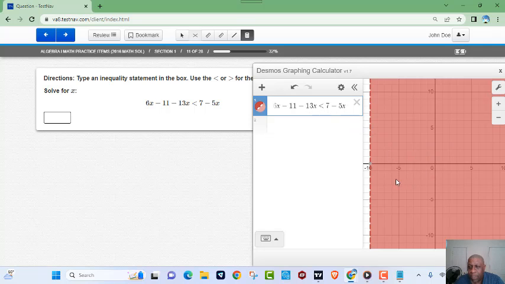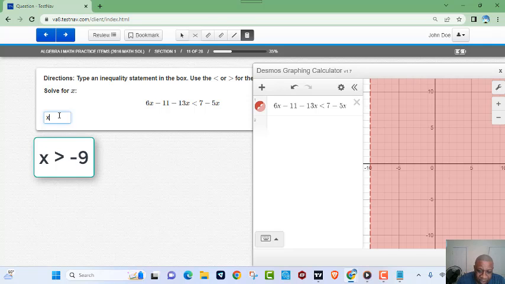All right, so Desmos is showing us a shaded graph, and it's on -9, and then it's shaded up. So it looks like x is greater than -9, because everything below -9 is not shaded. So the shaded region goes from -9 and up. So therefore, x is greater than -9. All right. So next question.